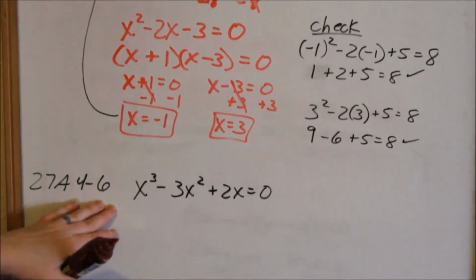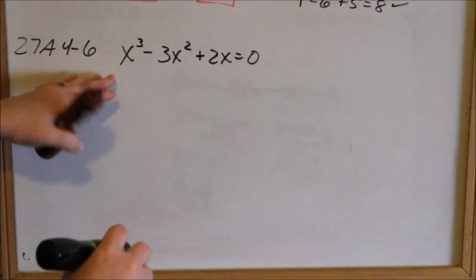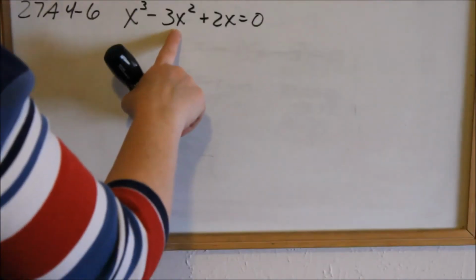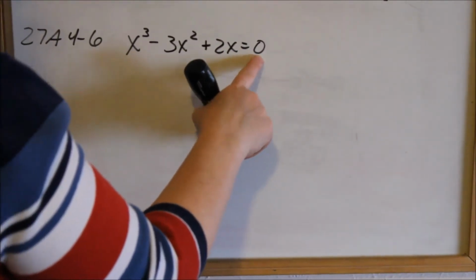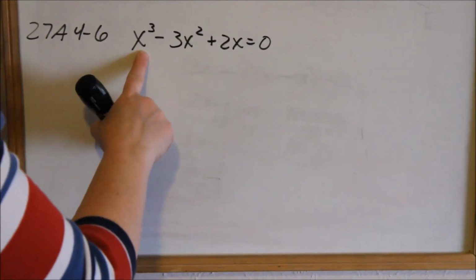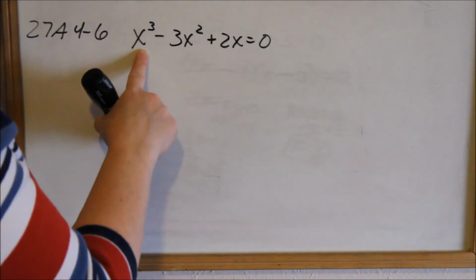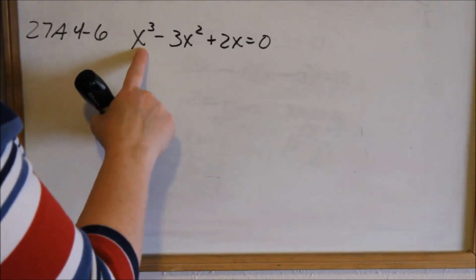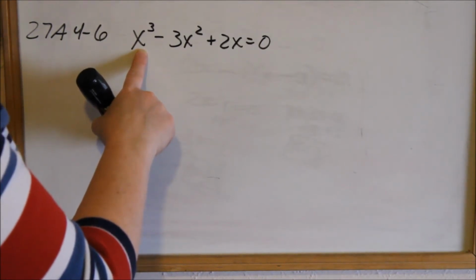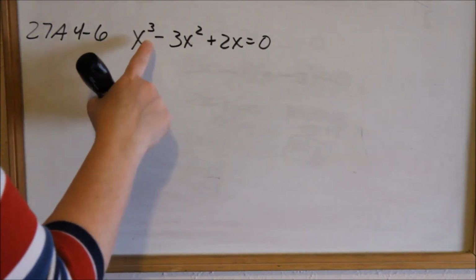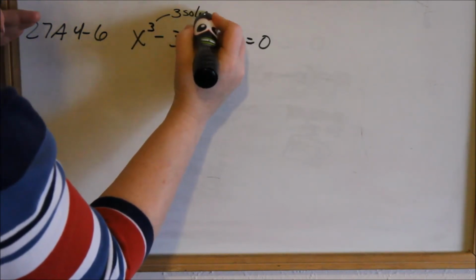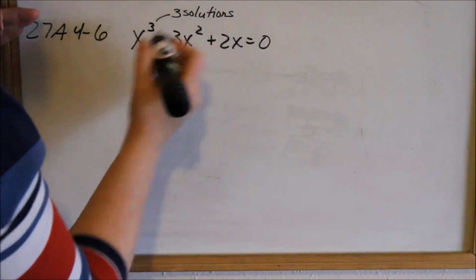Alright, let's move down here to 27A, 4 through 6. Here we have x cubed minus 3x squared plus 2x equals 0. You look at your highest exponent. Here we do not have a quadratic equation anymore. Quadratic equation means your highest exponent is a square. This is not a quadratic equation. You look at your highest exponent, and your highest exponent will tell you how many solutions we have. Our highest exponent is a 3, so we should have 3 solutions for x.